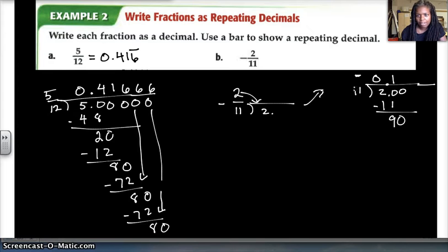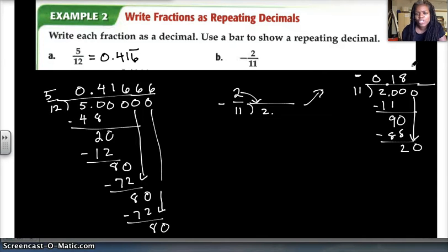And I put a 0 down. 11 goes into 90 8 times, right? Because we know our 11 times tables: 11, 22, 33, and so on up to 88. 8 times 11 is 88. Subtract, bring a 2 down here, put a 0 here because we don't stop.